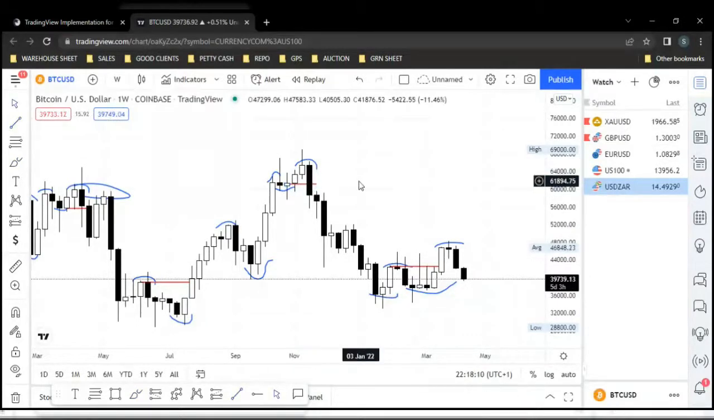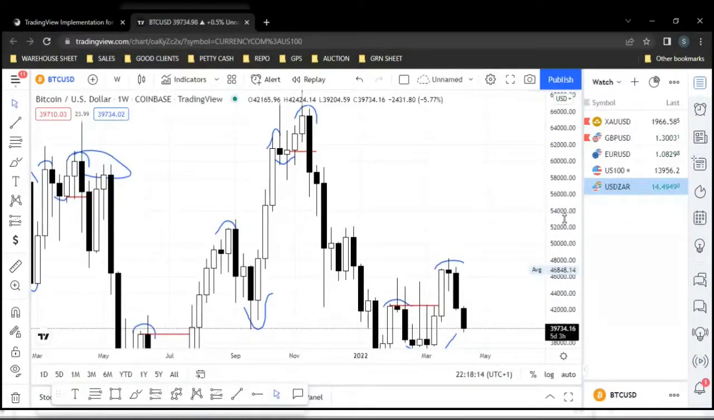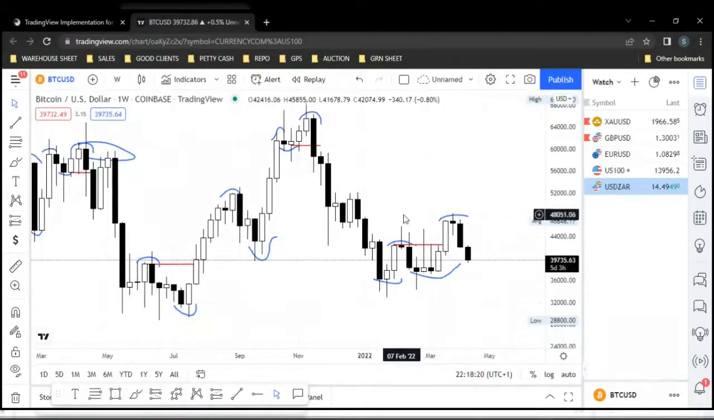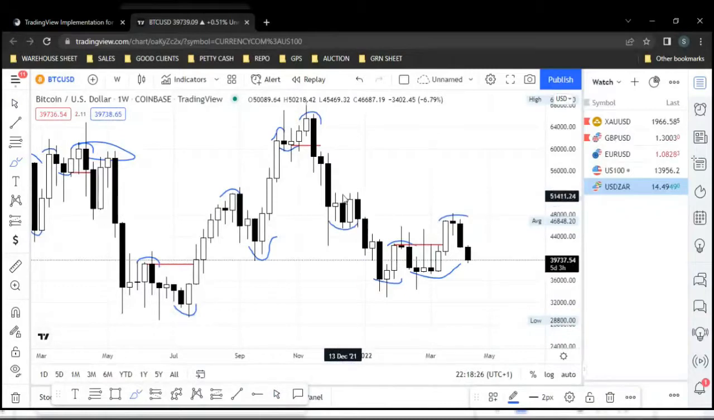Don't mind me, this is not something I just knew in a day. It's something I've trained my eyes on over the years, so it's a bit easy for me to see now. Now look at this. It broke structure there, then it came down, a low, a high, a low, a high, a low, a high, and now it came back into this region.